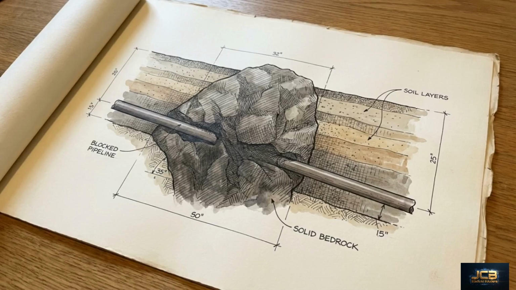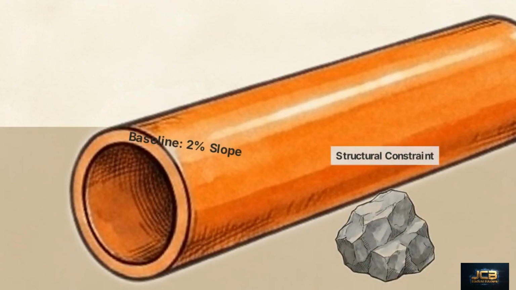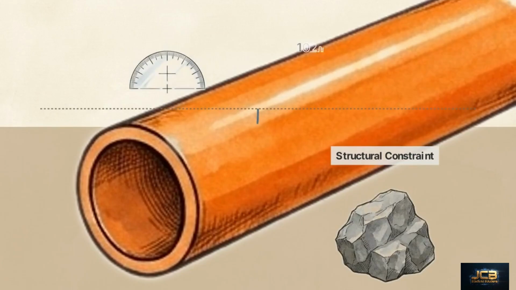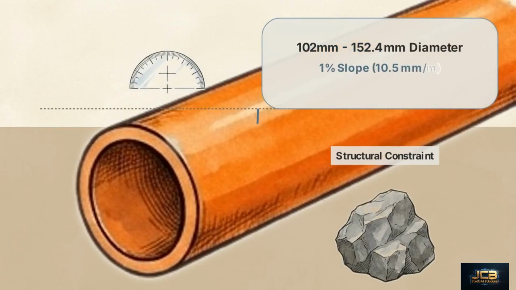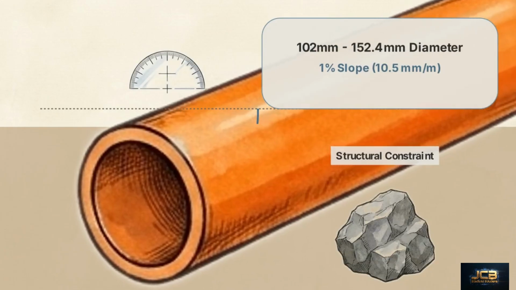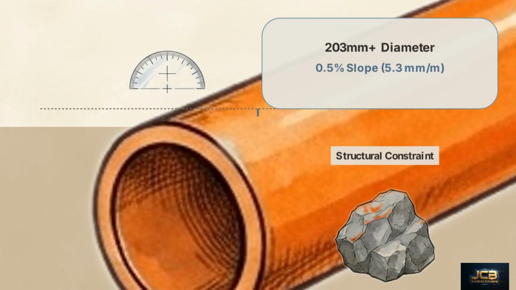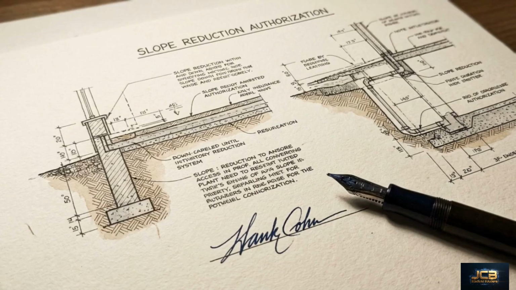However, the code provides an exception matrix for scenarios where a 2% slope is physically impossible. When structural constraints or excessive street sewer depths occur, the code permits specific reductions in gradient. Under Exception 1, pipes with a diameter of 102 or 152.4 millimeters may drop to a 1% slope, or 10.5 millimeters per meter. For higher throughput, pipes 203 millimeters and larger may drop to a 0.5% slope, or 5.3 millimeters per meter. These slope reductions are not discretionary. They must be explicitly approved by the administrative authority.